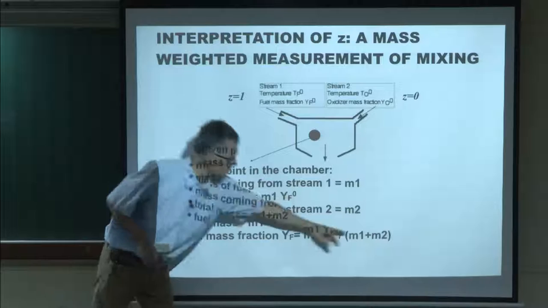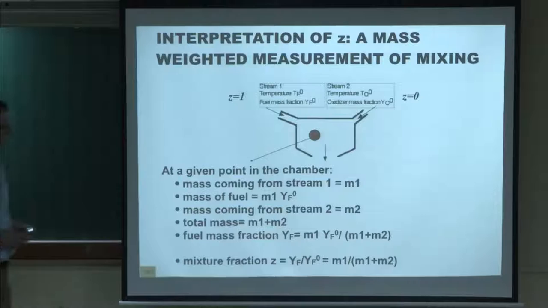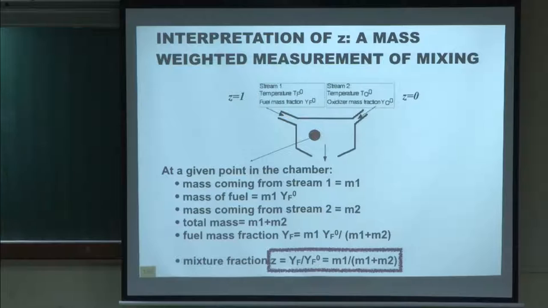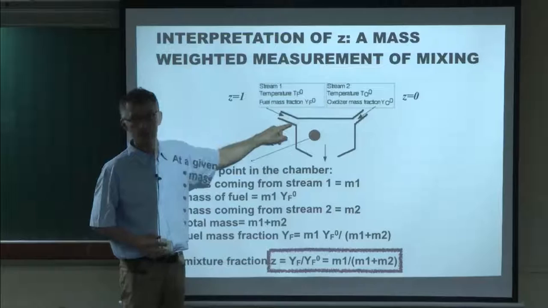So the mixture fraction at that point is going to be the ratio of that. So it's M1 divided by M1 plus M2. And this shows you that the mixture fraction is what you expect it to be. At one point in the burner, it tells you in percentage how much is coming from stream 1.